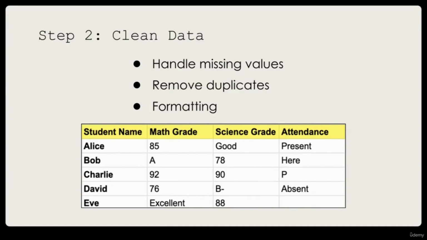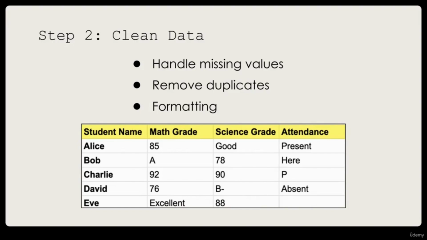Let's say I prefer to have numerical data, meaning I would want Alice to keep her 85 in math, but for her science grade, I wouldn't want a "good." I want a numerical value representing that good. Maybe that's a 92, maybe that's an 86, but we don't know. We want to be able to handle this value and be able to fix that in our formatting.